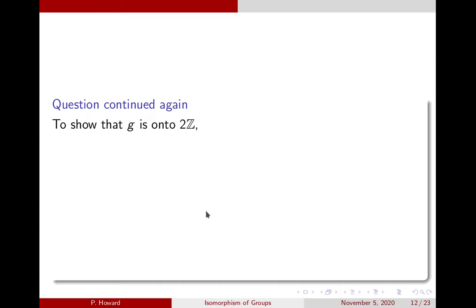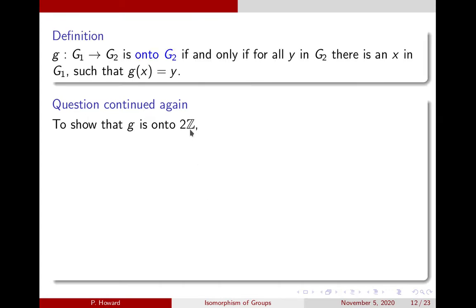To show that g is onto the set of even integers. Here's the definition of onto for a function little g from a set capital G1 to capital G2. Little g is onto G2 if and only if for every y in G2, there is some little x in G1 such that g of x equals y. For every element of the second set, there has to be something in the first set that g matches with the element in the second set.